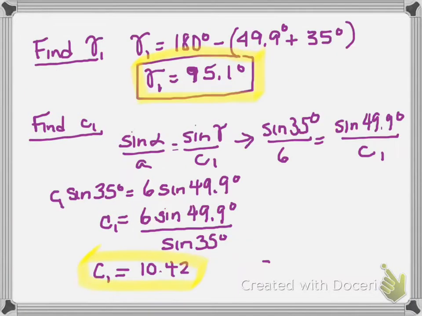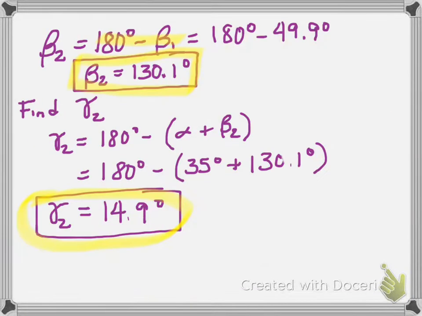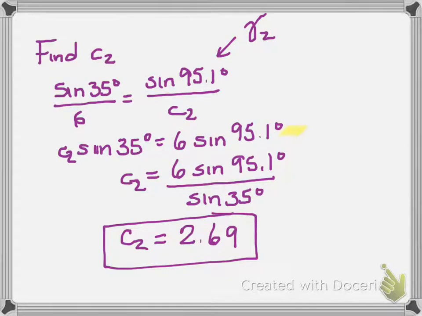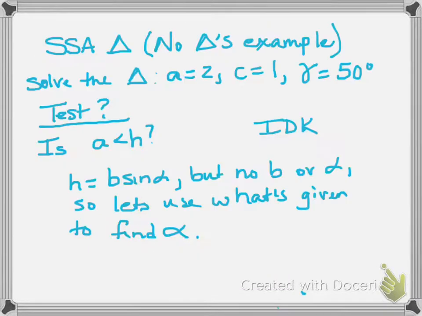Yep. And I'm done. All right, so that's my C2. All right, so that's my two triangles. Now, the next example is when you have no triangles.